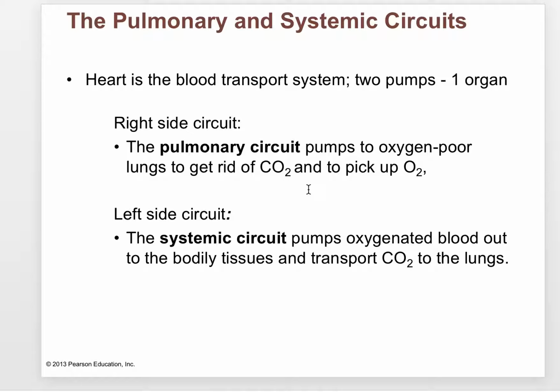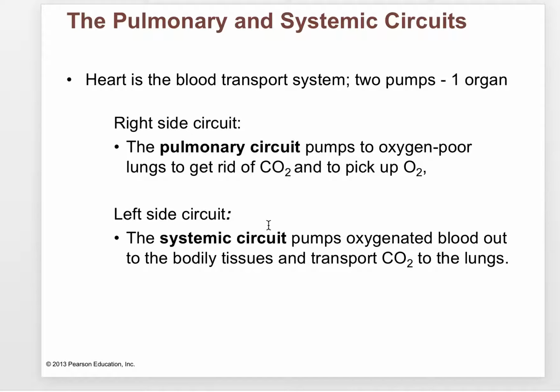The pulmonary circuit, or the right-sided circuit, pumps blood from the heart to the lungs, and this is blood that's been through the body already, and it's full of carbon dioxide and it's not very oxygen rich. So that blood is pumped to the lungs, where it picks up oxygen and releases the carbon dioxide, and then it returns to the heart to go to the rest of the body.